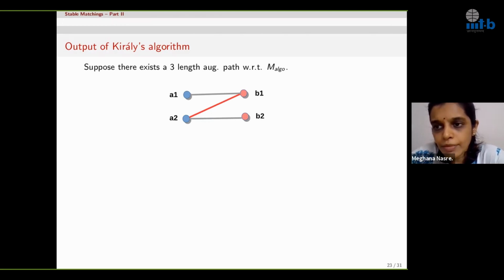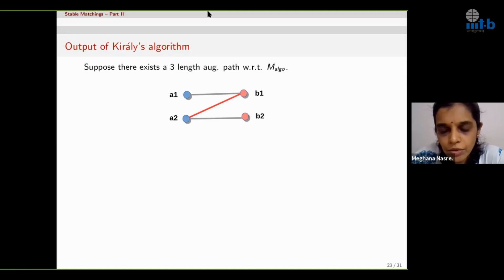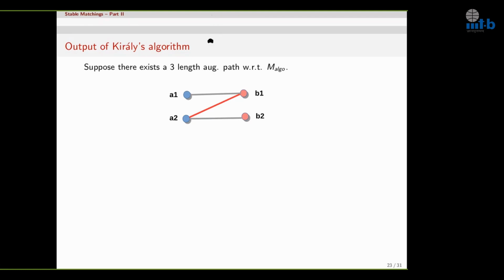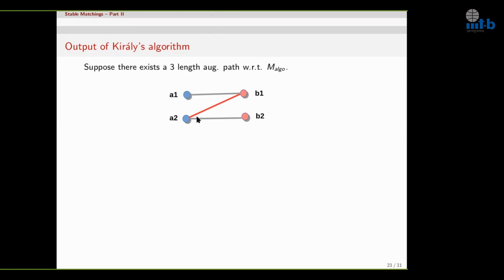How does one contradict stability? By adding the edge that is left out. How does one contradict stability? That is the question. For example, let's say the matching is A2, B1. It is our matching. You can contradict stability by adding a conflicting edge.